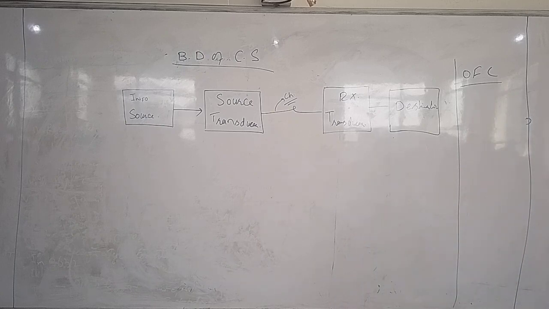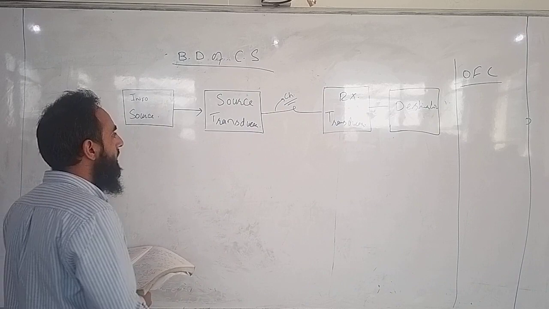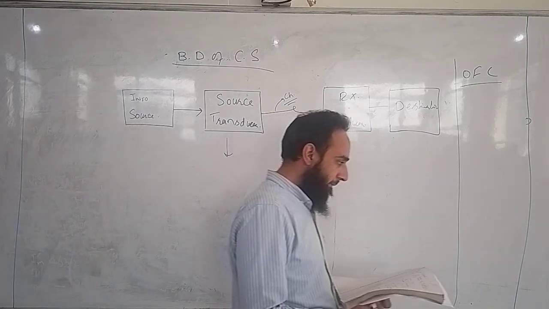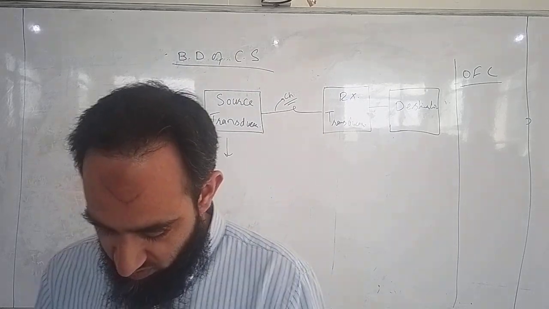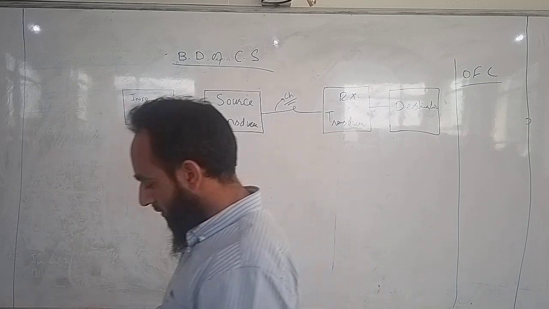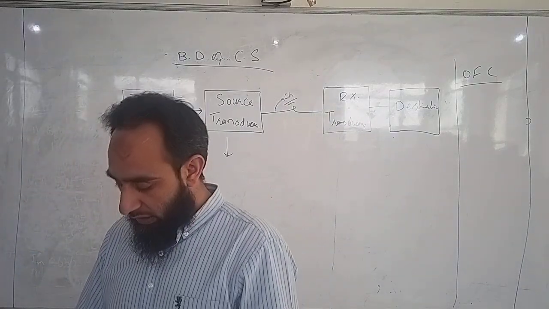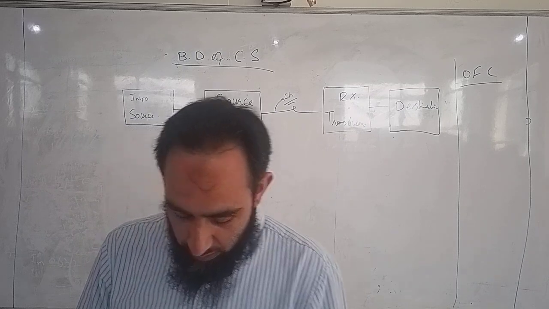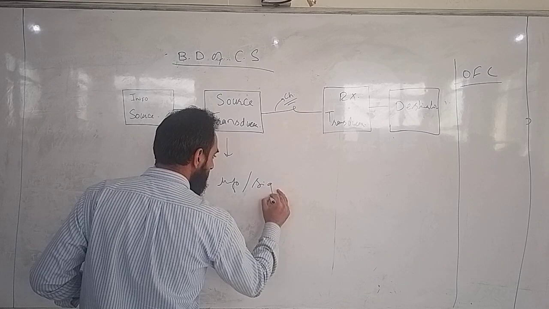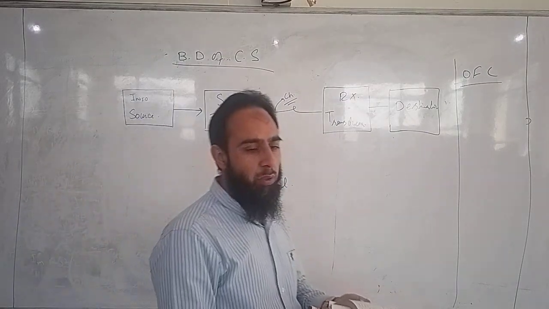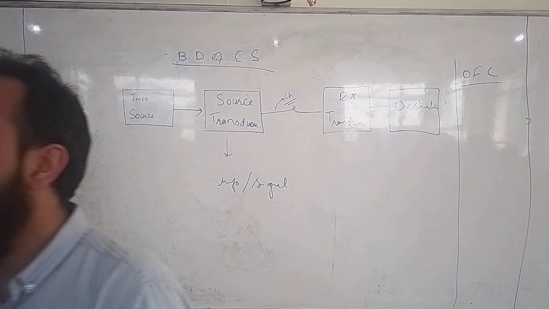Now the next block has to be the source transducer. The primary job of the source transducer is to convert the information or signal (it can be an information, it can be a signal) into electrical signal equivalents.